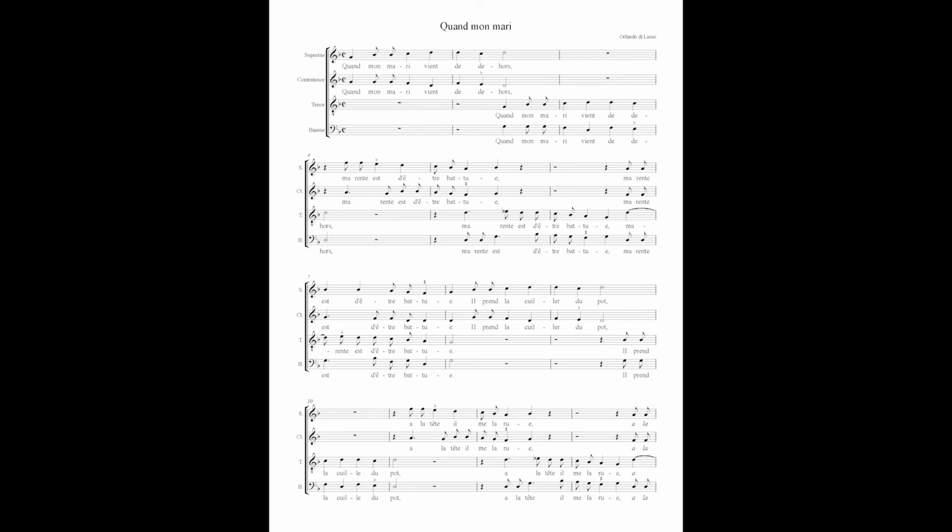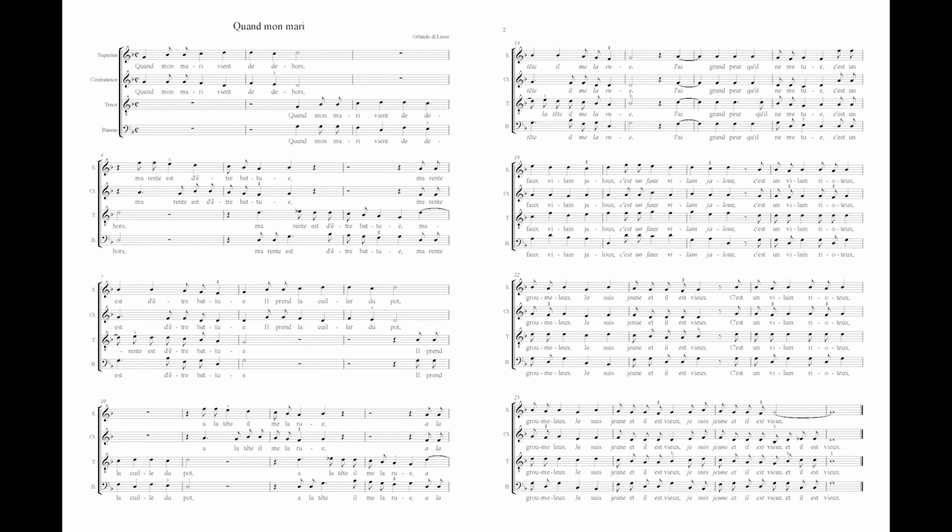This is how it sounds. Now, here's how the entire chanson sounds, with tempo variations that I'll explain in video 3 that addresses tempo.